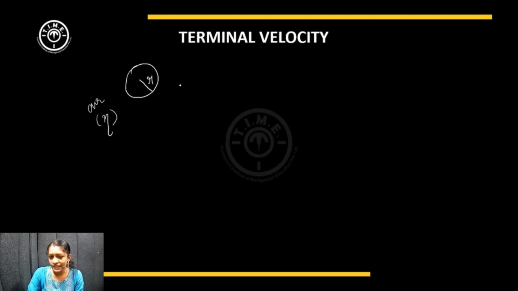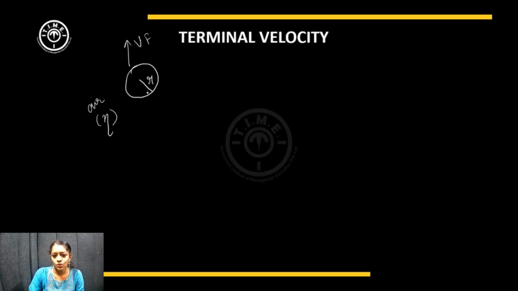So initially this raindrop will be in an accelerated motion due to gravity. But later what happens? Let's see what are the forces acting on this raindrop. Since it is falling through a viscous medium, of course there will be a viscous force exerted by the medium on the raindrop, right? So that will be definitely opposite to the direction of its fall. So the raindrop is falling downwards, so the viscous force will be acting in the upward direction.